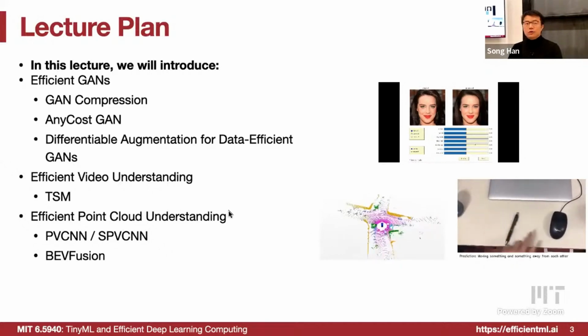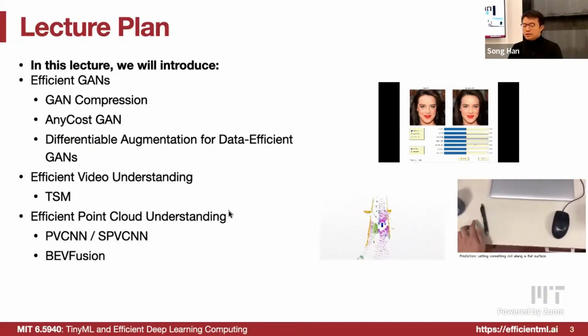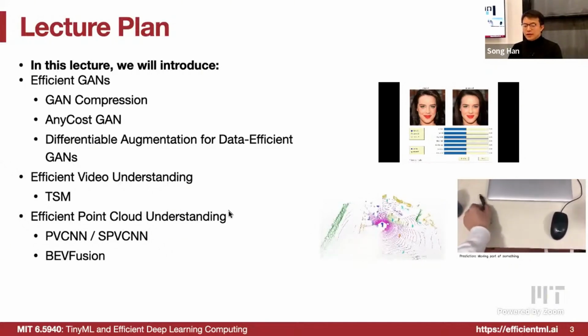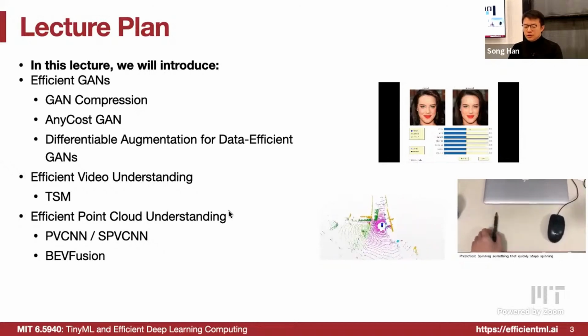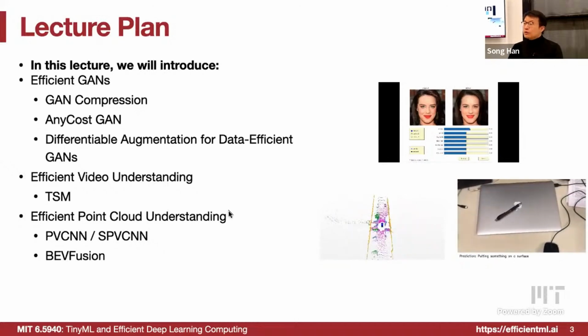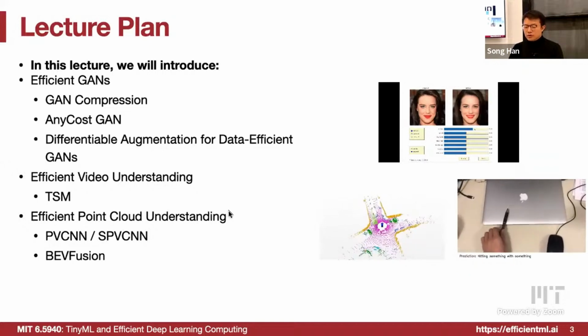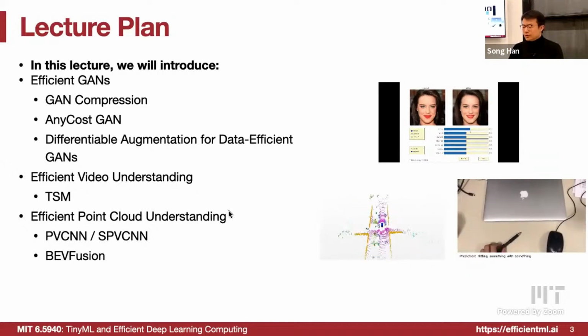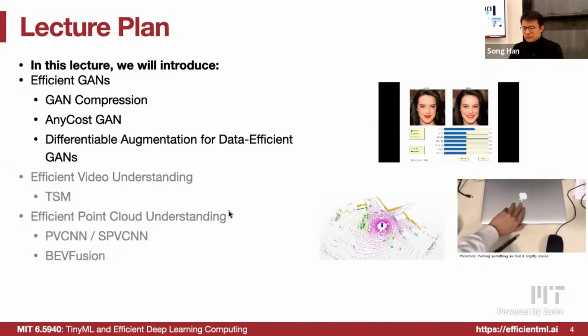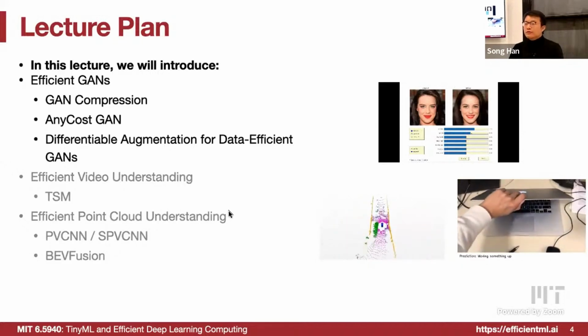Second chapter, we're going to talk about efficient video understanding, particularly the TSM, the temporal shift module. Finally, we are going to talk about efficient point cloud understanding, including PVCNN, Point-Voxel CNN, and also BEVFusion. So let's start with the first part, efficient GANs.